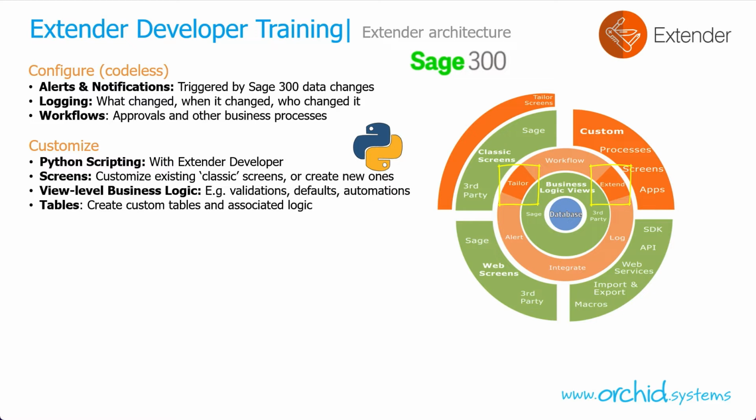So you are able to customize the Sage 300 business logic, for example, doing validations, defaults, or automations, but it is at the view level. So your customizations will work. For example, if you made a certain field mandatory, the customization will work whether the data is being updated through the classic screens, through the web screens, through your own custom processes, or through the SDK, the import-export, the web services, or a macro, because the customizations sit at the business logic level.